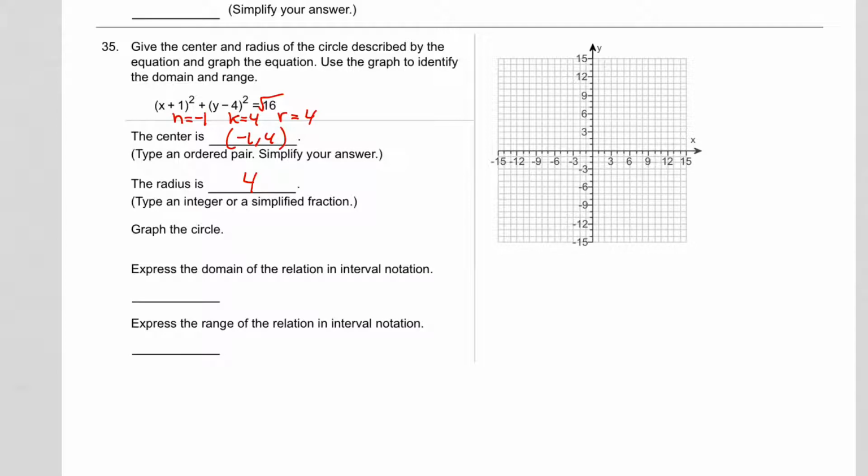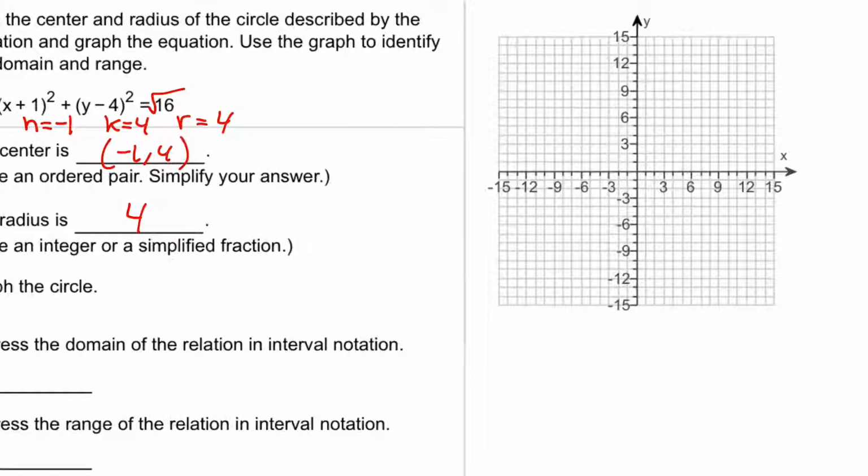So we're going to graph this. So negative 1, 4 is about right there. And we need to go out from this at a radius of 4. So 1, 2, 3, 4 in each direction. And just connect the dots to the best of your ability.